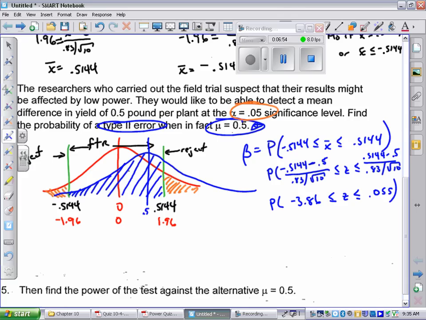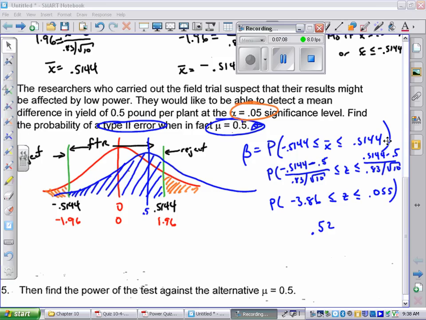And so now I can look this up on my chart, or I can use my calculator, and I get, I believe, 0.52. So in this case, we get the probability of a type 2 error is 0.52. What that means is there's a 52% chance that if the truth is 0.5, but I thought the truth was 0, I'll get an X bar that tells me to fail to reject 0.